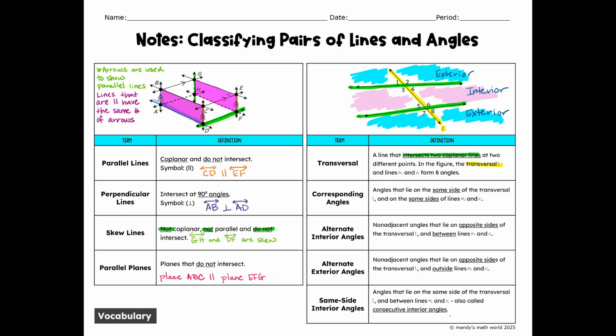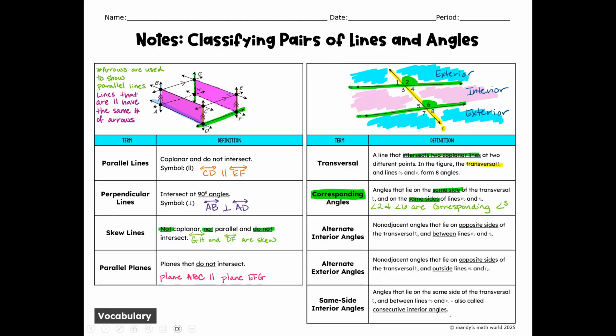Corresponding angles lie on the same side of the transversal and the same sides of M and N. Angle 2 and angle 6 are corresponding angles. I could also say angle 1 and angle 5, angle 3 and angle 7, angle 4 and angle 8. Each of those sets are corresponding angles.